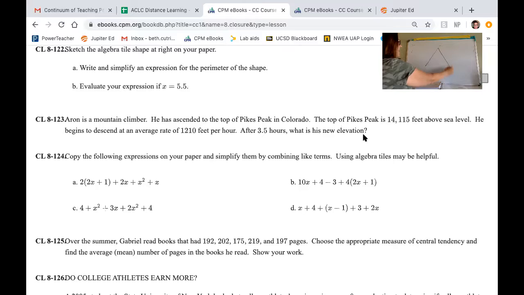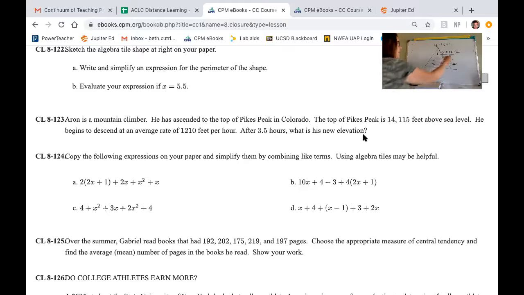So here we have Pikes Peak. We have 14,000 feet. And we have the climber. And he's at the top, and he's going down to the floor. And he's going at 1,210 feet per hour. So in 3.5 hours, all we have to do is there's 1 hour. This isn't to scale. There's 2 hours. There's 3 hours. And then half is going to be 605, right?